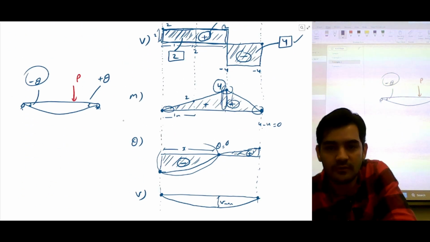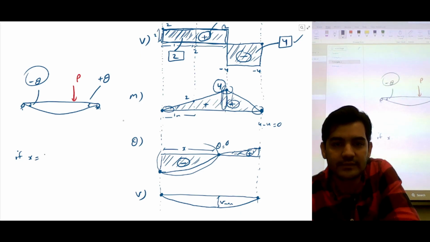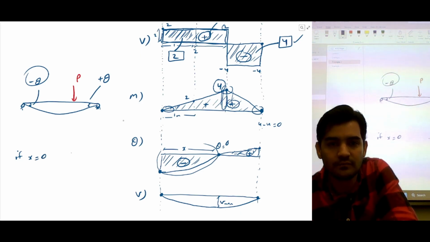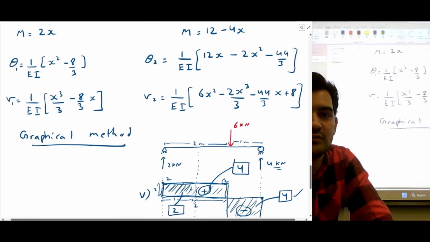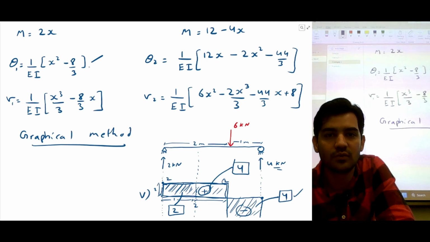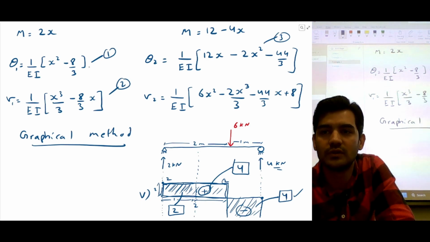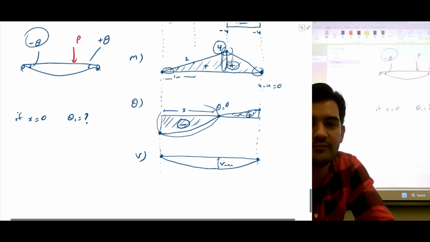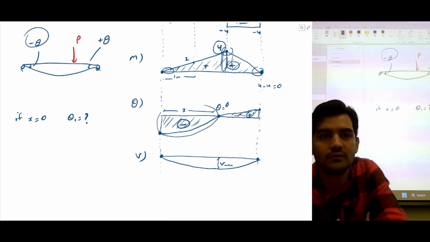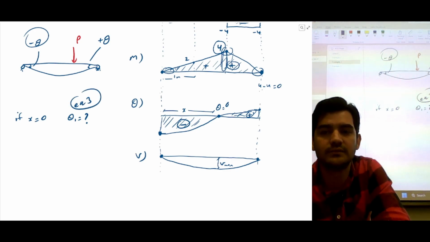If x is equal to 0 at this point, you can calculate theta 1 from this equation. Let's call this equation 1, this equation 2, let's call this equation 3, and this one another equation. So what I want you to do is calculate and give me this value, which is going to be equation 3, I guess.